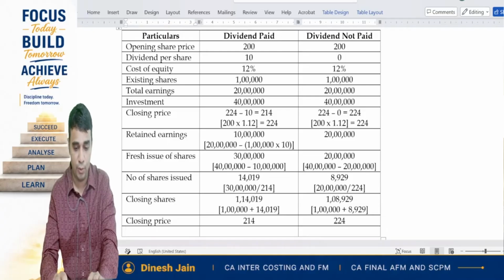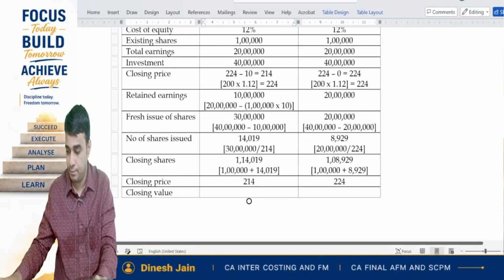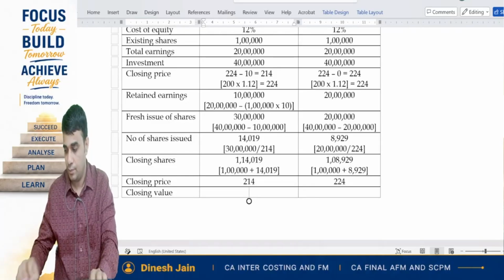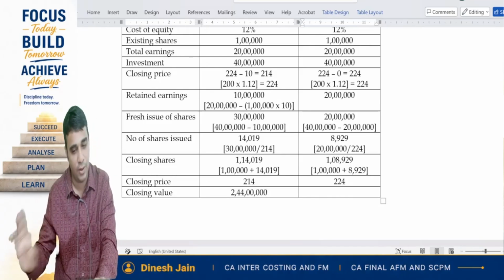Closing price 214 and 224. Can you multiply both? I'll explain again. 24 lakh. Okay, sorry, 2 crore 44 lakh. Ignore that 66, that's a rounding off difference.